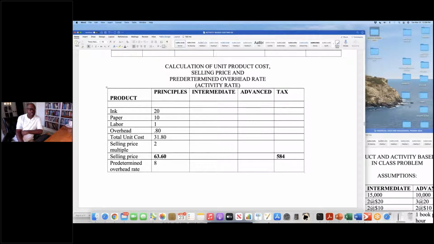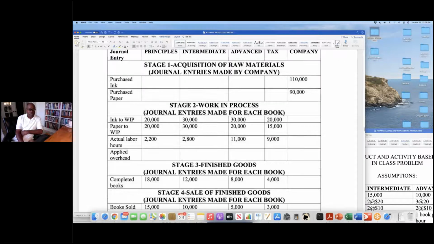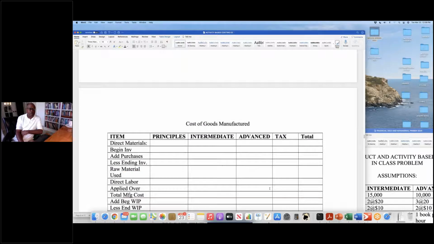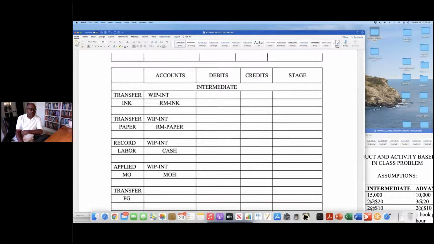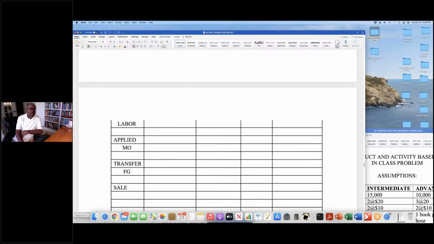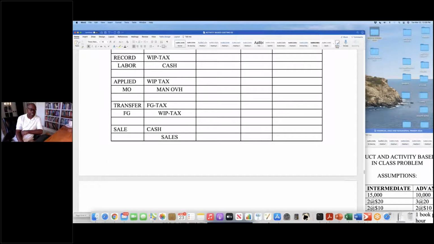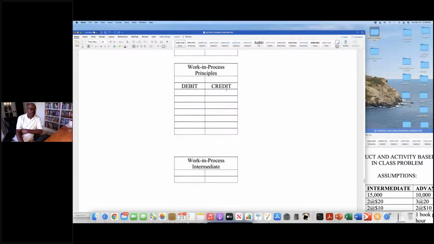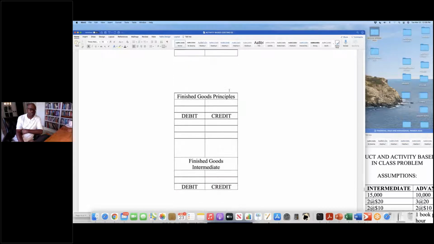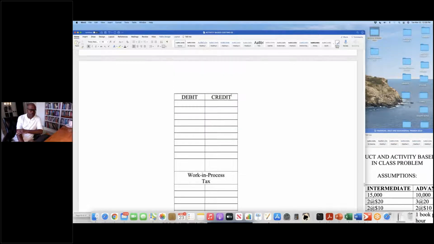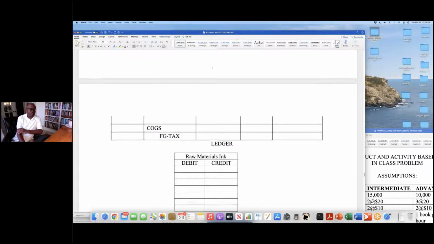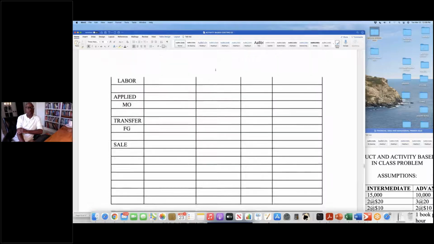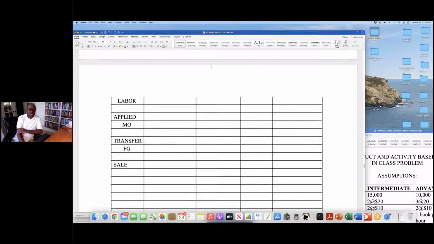So each team is supposed to be coming in here making calculations. The next thing you do is make journal entries. In terms of these items, there's a set of journal entries for principles, a set for intermediate, a set for advanced, and a set for tax. So you make the journal entries and then you post to the T accounts. When the T accounts are finally posted, then the team that's doing the cost of goods manufactured can go in there and, with that information, do the cost of goods manufactured statement. So they're depending on you all getting the information done and posting and sending it on in.